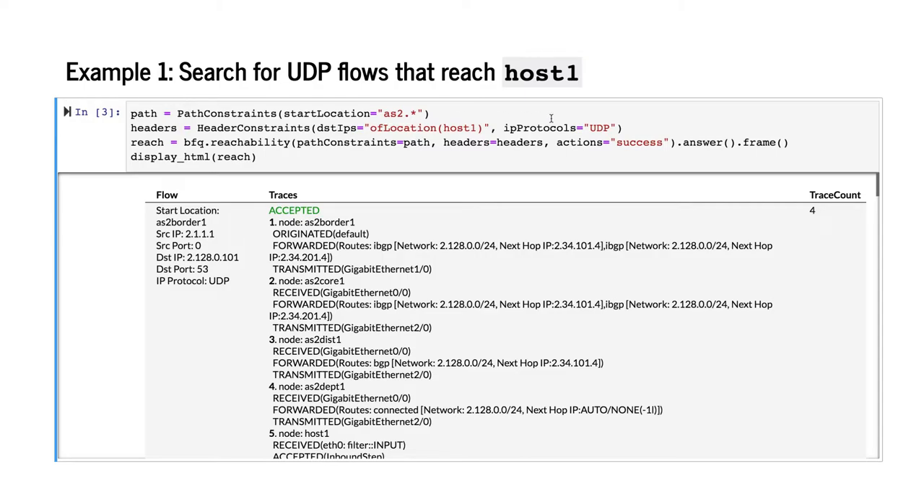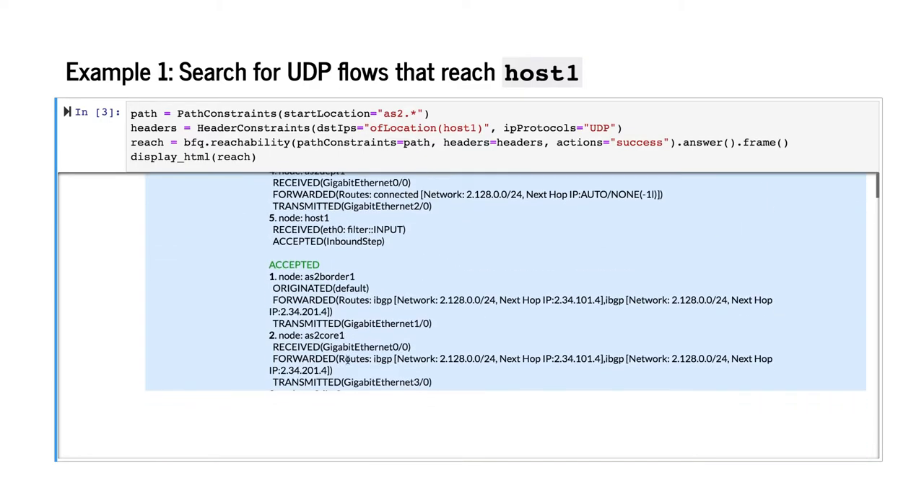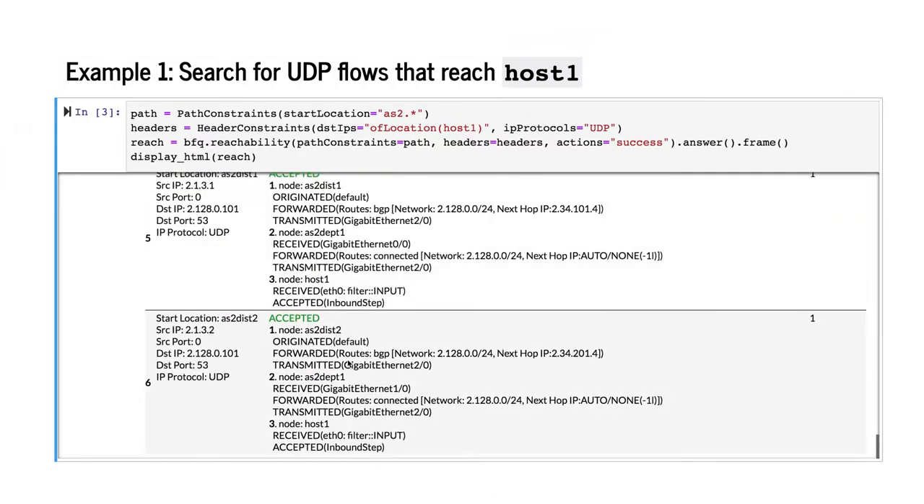We'll search for UDP flows within AS2 destined for host 1. Batfish reachability found several answers, including that specifically DNS traffic starting at AS2 border 1 will be delivered along four different paths to the host. Note that we did not tell Batfish to specifically start at border 1, nor to use DNS. It found this solution out of all possible flows, and it found similar solutions for other locations inside AS2.